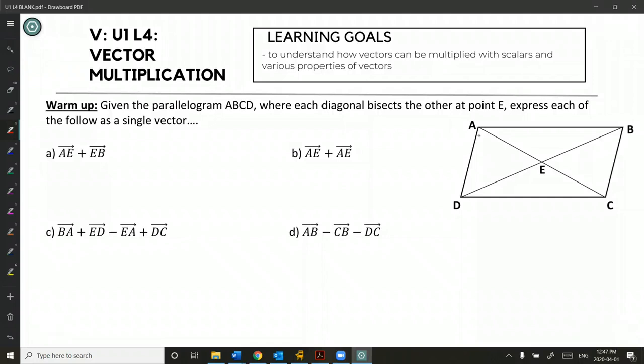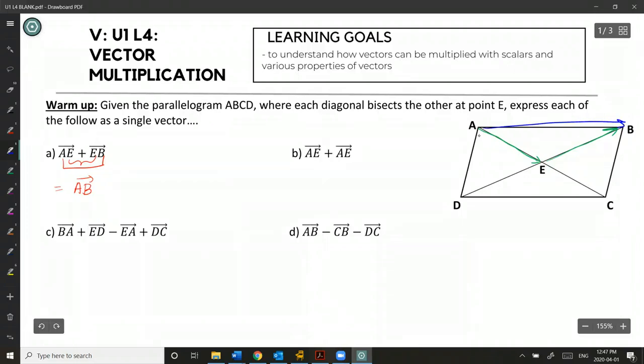So now that you've tried this by yourself, we're just going to simplify these vector expressions. Remember, we talked before about how if the tip of one vector matches up with the tail of the next vector, we can simplify this as the tail of the first vector and the tip of the second vector. So this will be vector AB. We can also see this on our diagram over here. So if I have AE plus EB, the resultant of that vector addition is vector AB. So that should make sense.